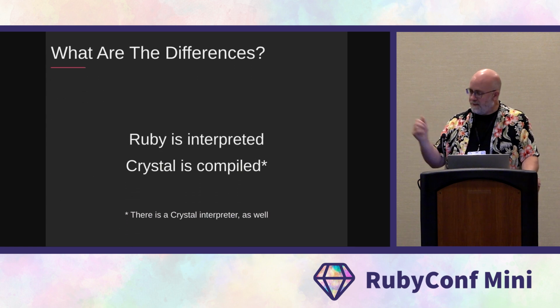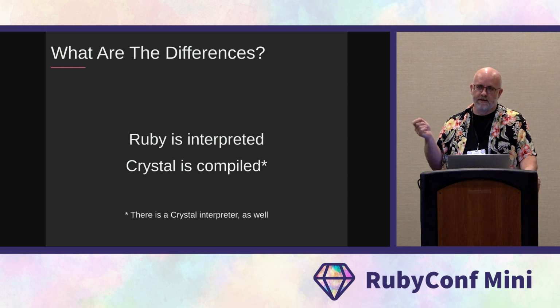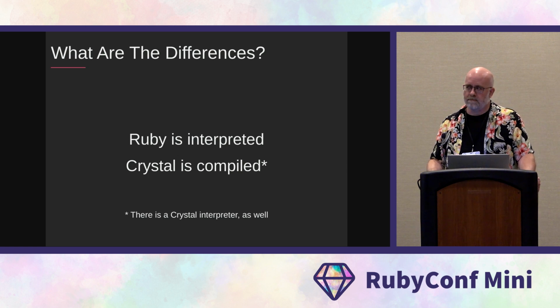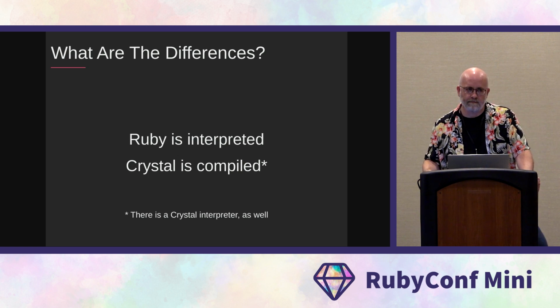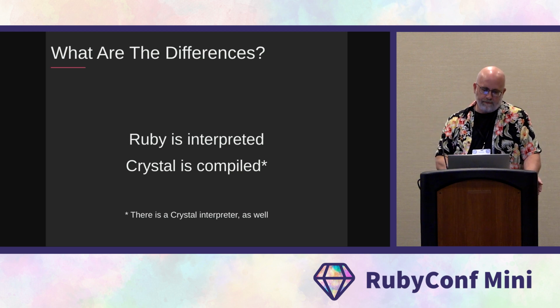So that is the first difference. Ruby's interpreted, Crystal is compiled. However, there is an interpreter for Crystal. Right now it's considered experimental. There's some things that don't work on it, but you can actually run a large subset of your Crystal code as interpreted code, just like you would Ruby.